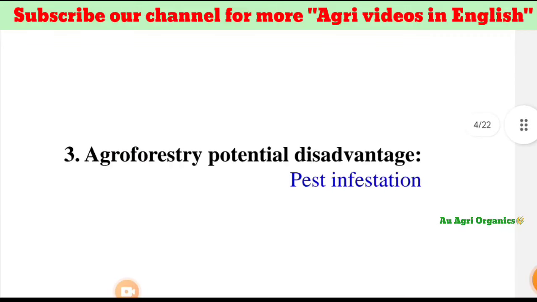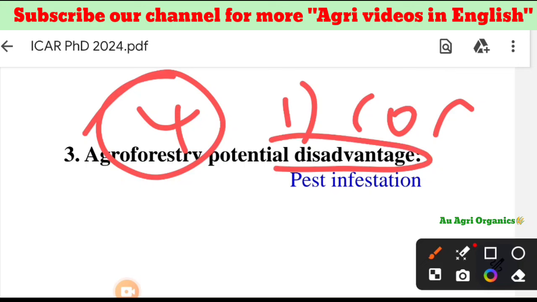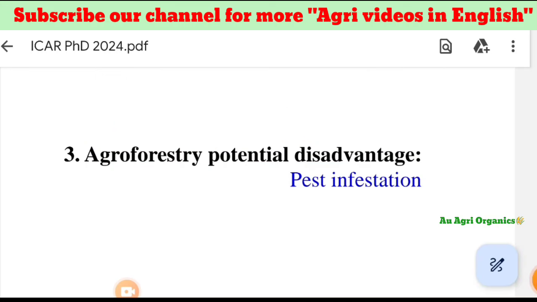Next, the third question is the agroforestry potential disadvantage. There were four options. Among the four options, one was related to controlling soil erosion. If we go for agroforestry, sure, the soil erosion will be controlled. Two other options were also like that, so all those three options were advantages, but here they have asked for the disadvantage. If we go for an agroforestry system, there will be an increased number of crops, and forestry crops will also be included. So the chance for pest infestation, especially wild pests, will be more. So the correct answer is pest infestation.